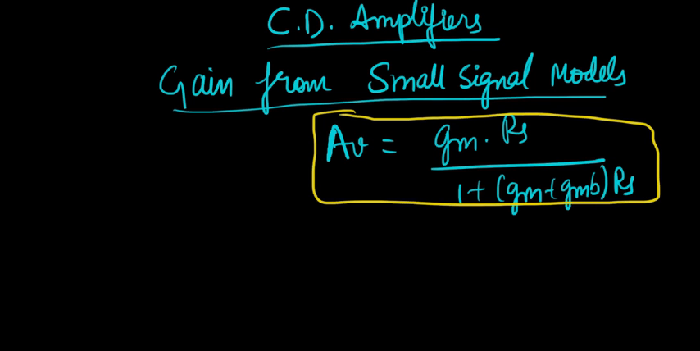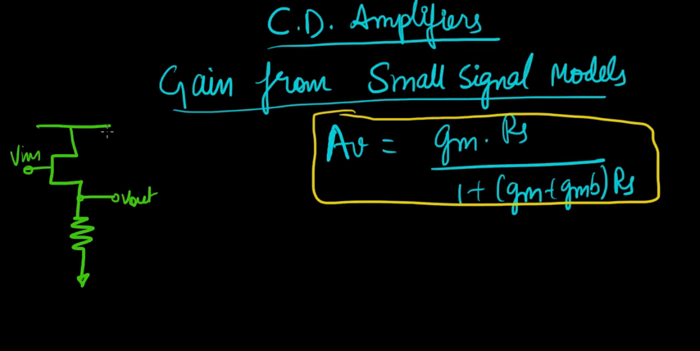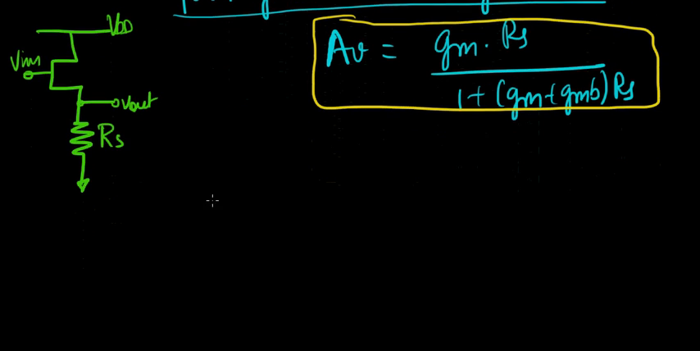Okay, and let us draw the circuit. Not being very creative in my choice of colors today, but whatever works. I'm sure we understand the meaning of this. This is a common drain amplifier, and so let's go ahead and draw the small signal model for this circuit.